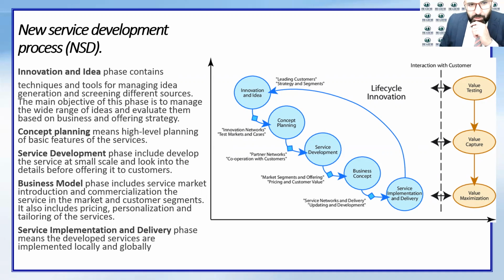So you start with the first phase, and that phase contains the techniques and tools for managing idea generation. We did talk about screening different sources and screening the idea, what would be the best. The main objective of this phase is to manage the wide range of ideas and evaluate them based on business and offering strategy. So once we generate ideas, we need to select the best idea. Again, similar to what we discussed before about product development, but now more specific to the service industry.